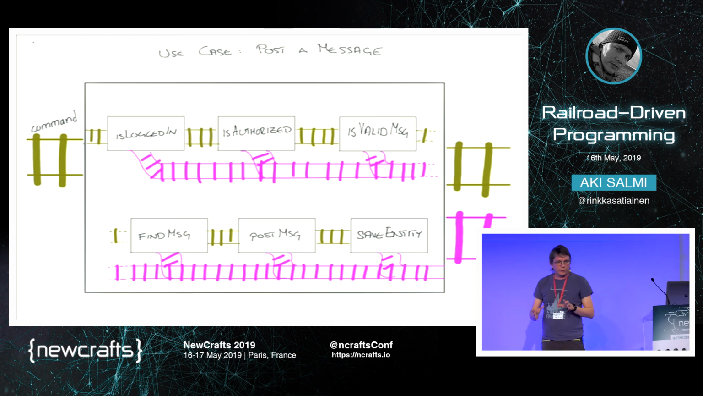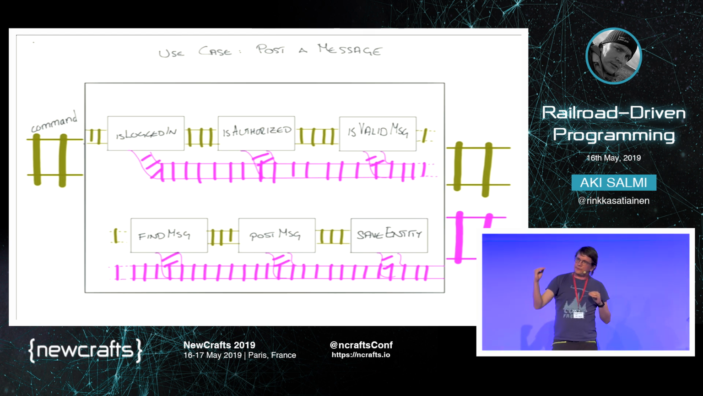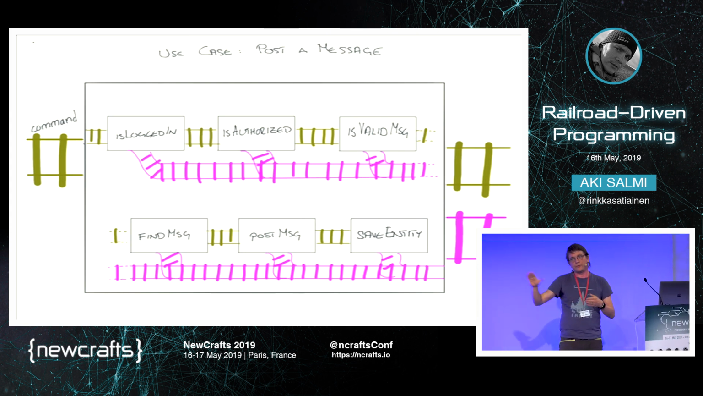And how this works is that whenever I get to the failure track, the subsequent functions never get executed. So if the user is not logged in, none of the functions will get executed, which is a promise. If the user is not authorized, none of the rest get executed. I sort of started to like the idea that I can work this way.